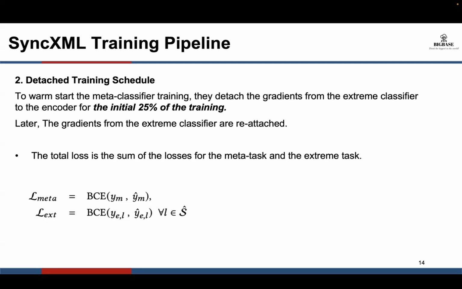during backpropagation. Here, the reason why they don't fully keep the training of the extreme classifier separate is because detaching enables the classifier to adapt to the changing encoder representations without affecting the training of the meta classifier. And the losses are separate for the two tasks, and the total loss is the sum of these.